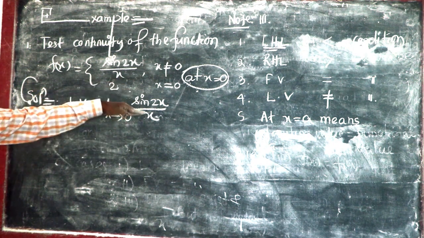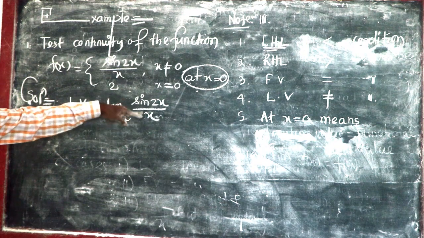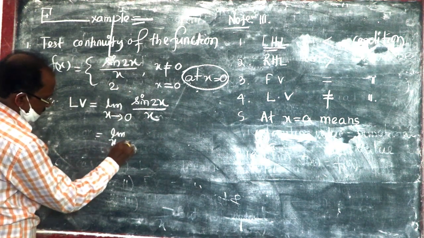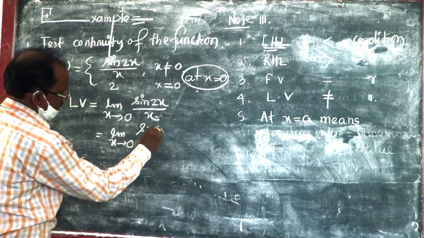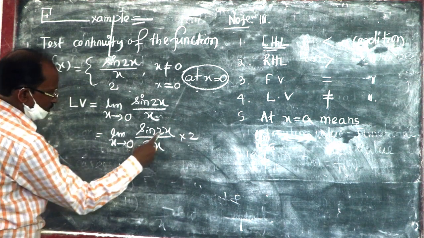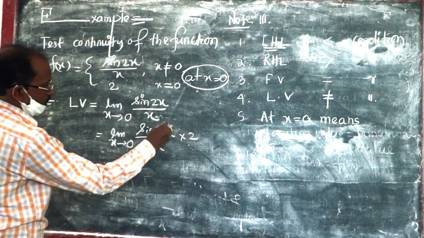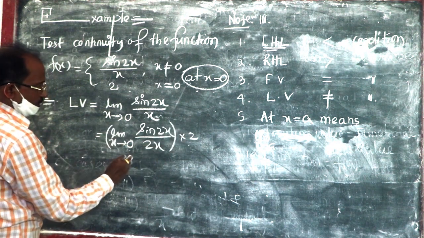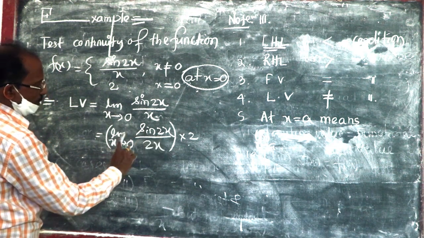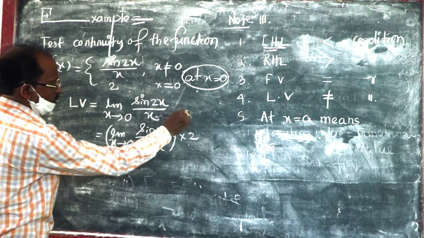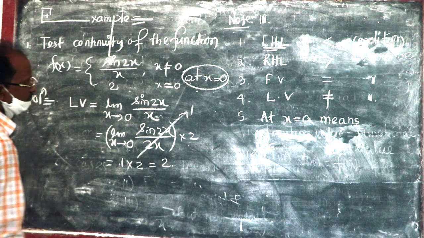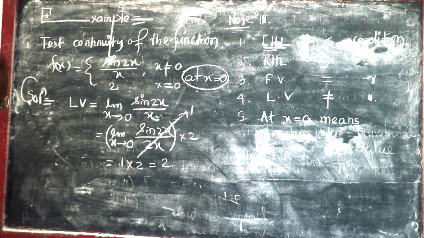Therefore, sin 2x by x can be written using the formula as limit x tends to 0 of sin 2x by 2x into 2. So multiplying by 2 and dividing by 2, the expression remains the same. This is equal to limit x tends to 0 of sin x by x, which is equal to 1. So 1 into 2, therefore the limiting value is equal to 2.